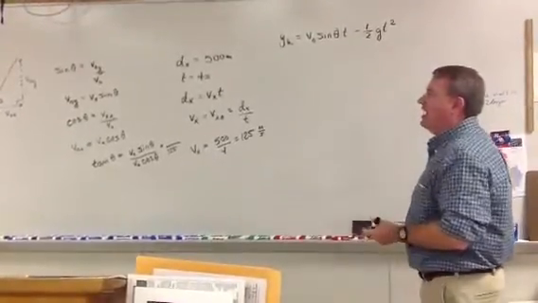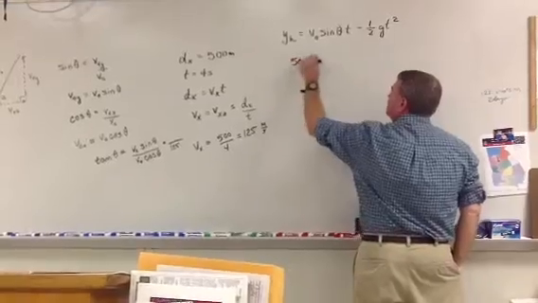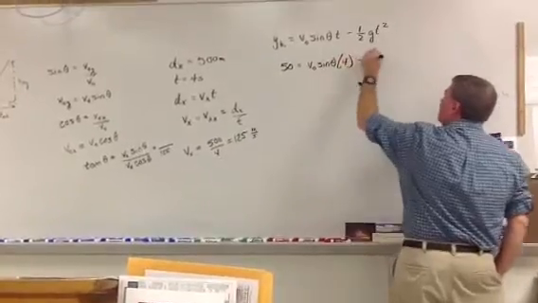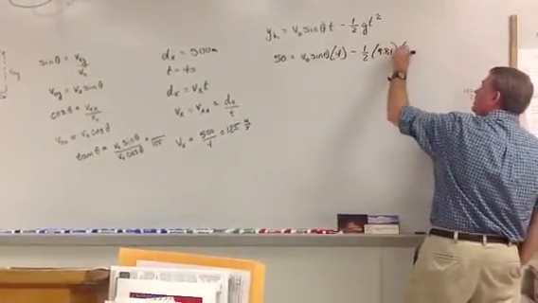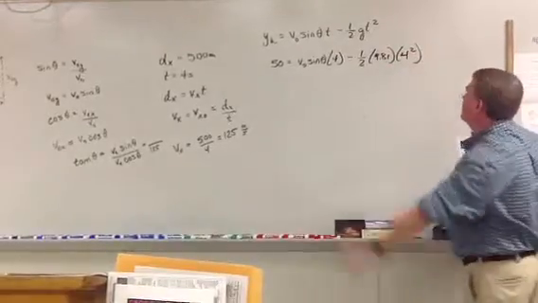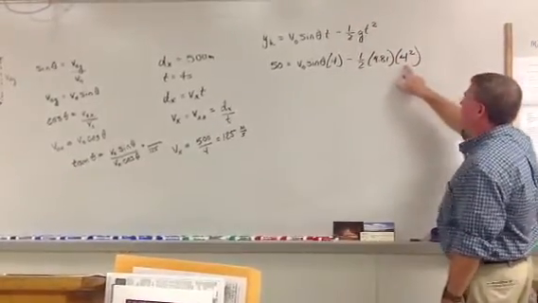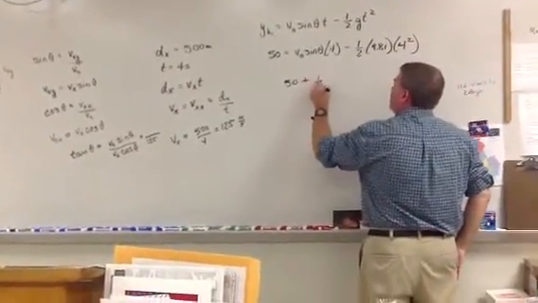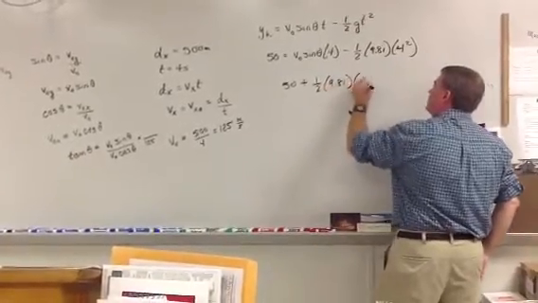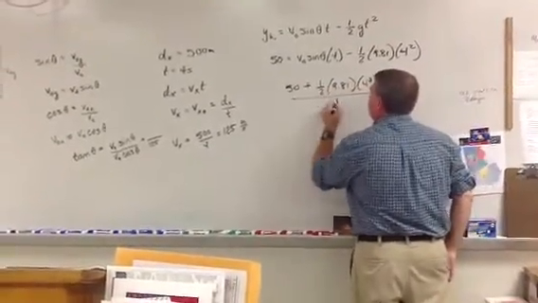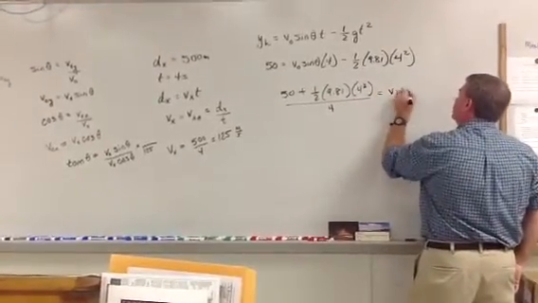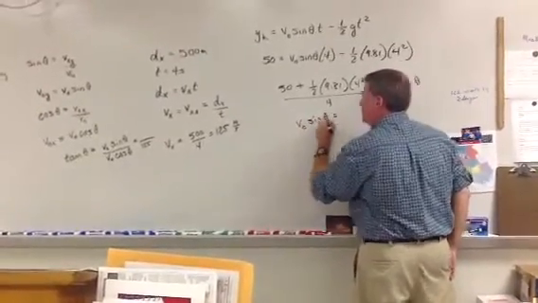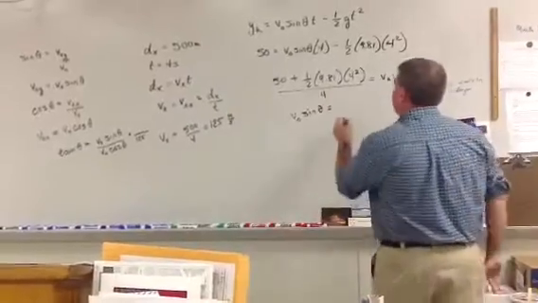The maximum height, YH, is 50. So 50 is going to be equal to V naught sine theta, our time is 4 seconds, minus 1/2 times 9.81 times 4 squared. In this equation, you only square the time, don't square anything else. So this is going to be 50 plus 1/2 times 9.81 times 4 squared, all divided by 4, and that's equal to V naught sine theta. When you plug this in your calculator, V naught sine theta is going to be equal to 32.12.